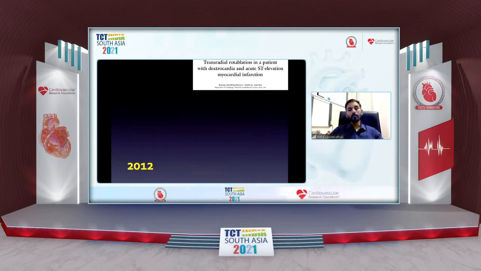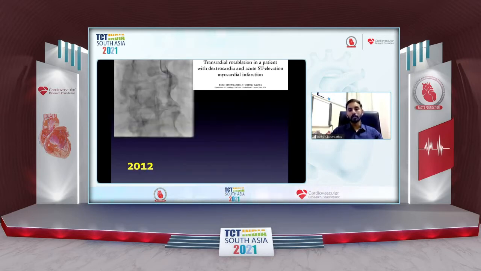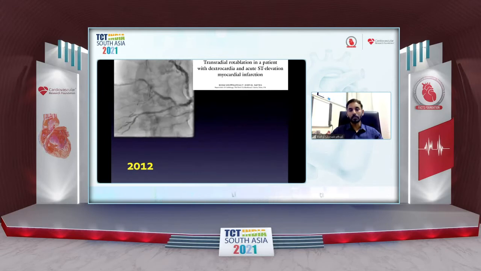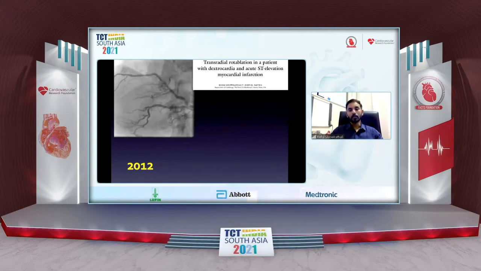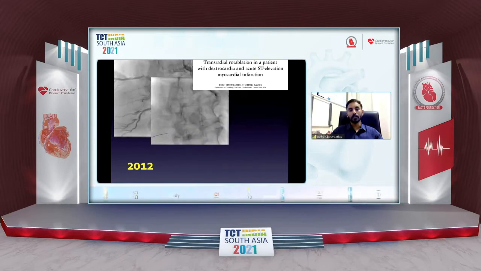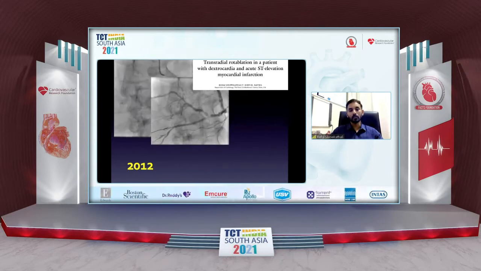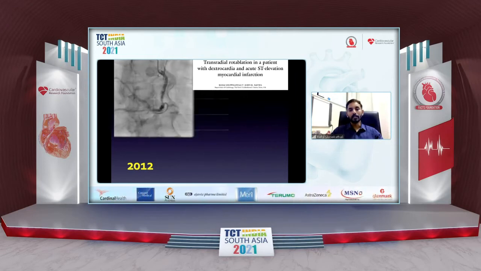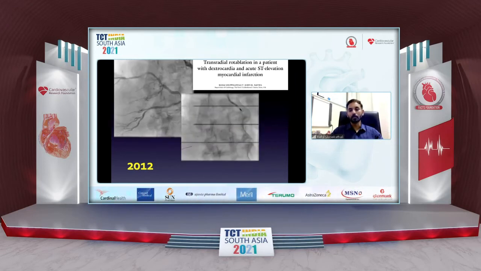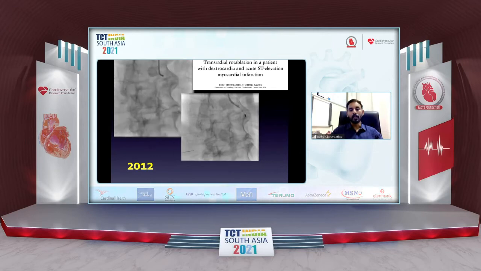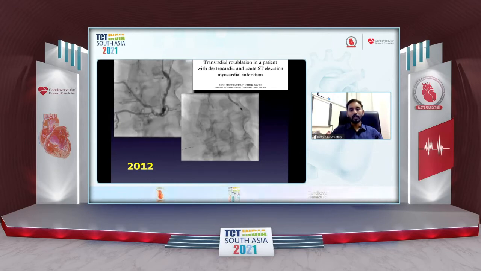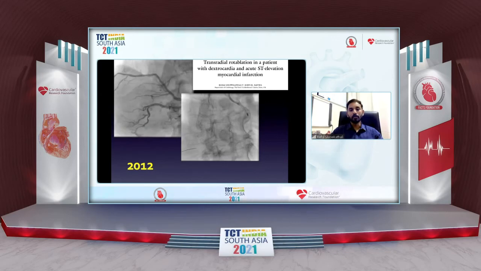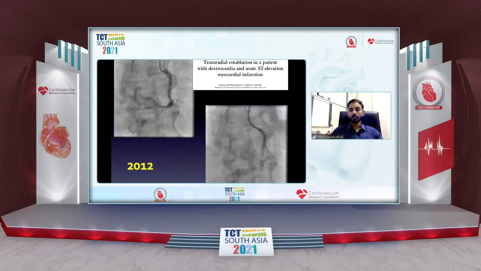In the same year, 2012, we published our data about transradial rotablation in a patient with dextrocardia and acute ST elevation myocardial infarction. This was the time when CHIP was not even coined. An 80-year-old gentleman with a heavily calcified right coronary artery in dextrocardia presented with an ST elevation MI, which was thrombolysed in the local hospital. In those days we didn't have intravascular lithotripsy, and even though it's a large artery, we went with a 2-millimeter burr and rotablated it, and this is the result we got.